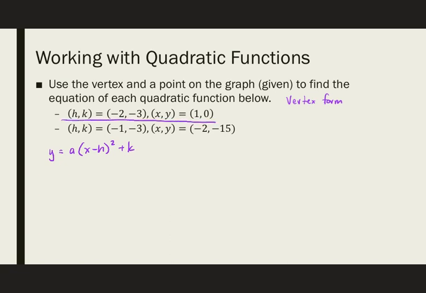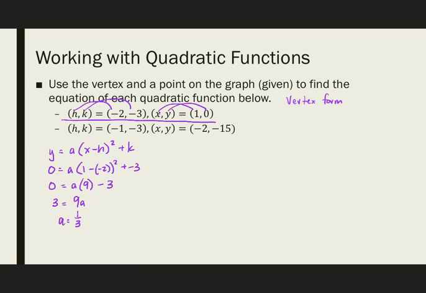Here, they're telling me y is 0. They don't give me an a value. x is 1. h is negative 2. k is negative 3. So we're going to plug all those in and solve for a. So 0 equals a times 1 minus negative 2, which is 3. 3 squared is 9. Add 3 to each side. So 3 is 9a. Divide both sides by 9, which means a is 1 over 3.